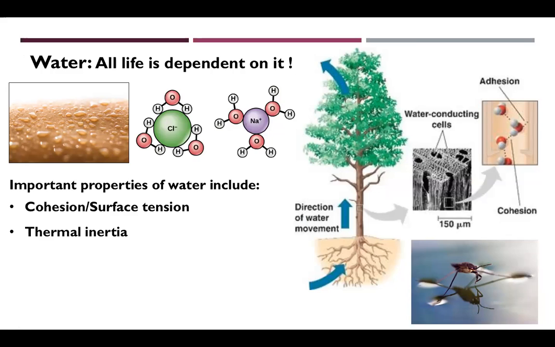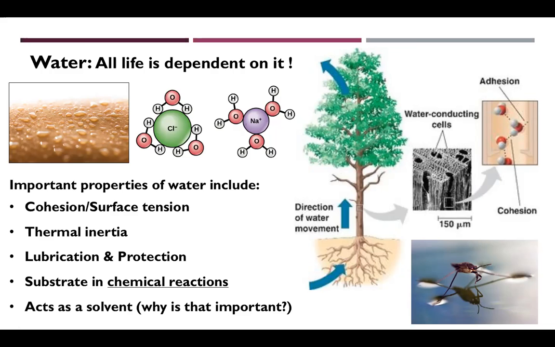Example of when we can see water traveling up the tree. So how water interacts with itself. And adhesion is how water interacts with other things, kind of becomes sticky. Also why you can see this bug skim across water.